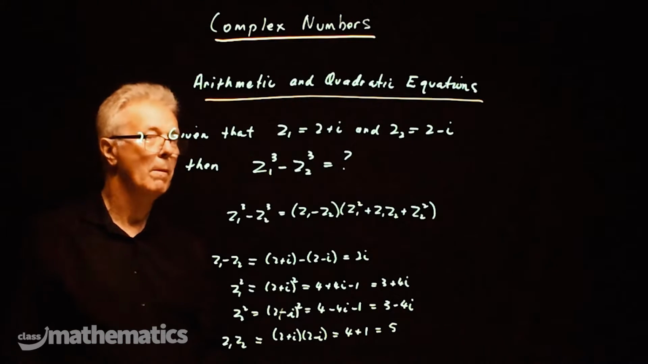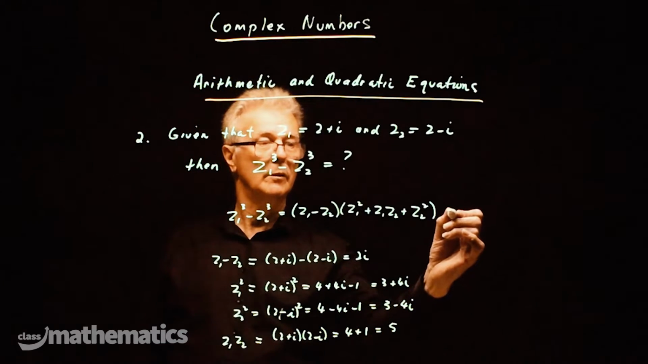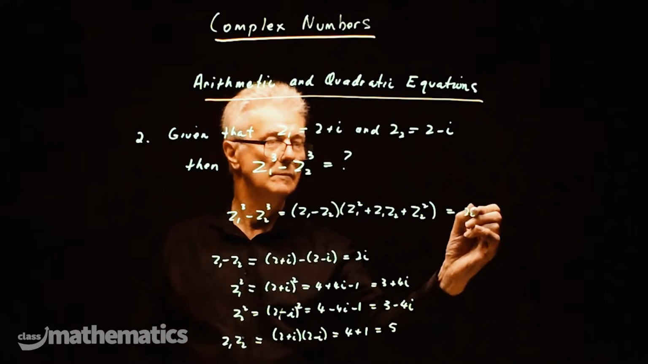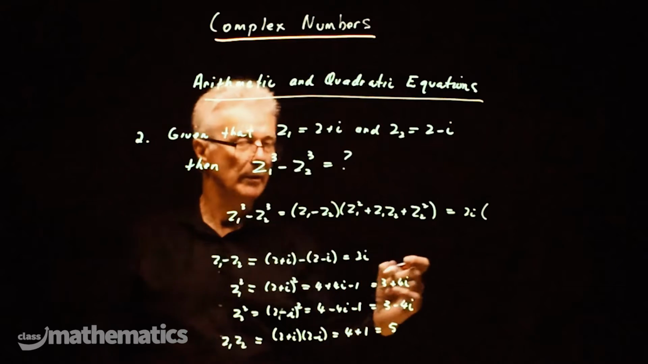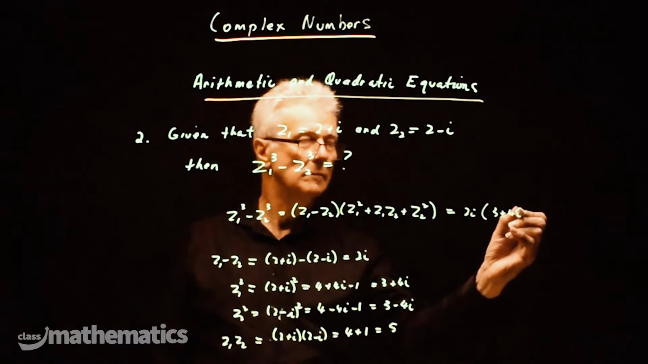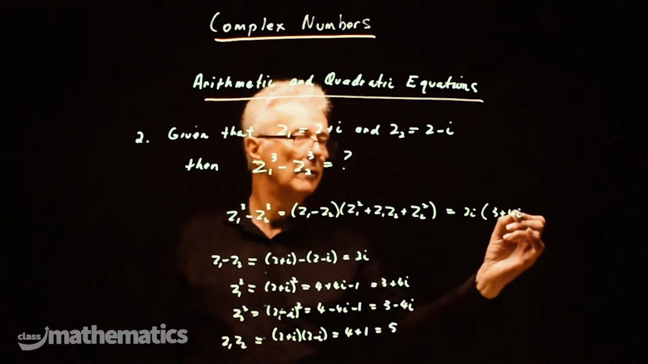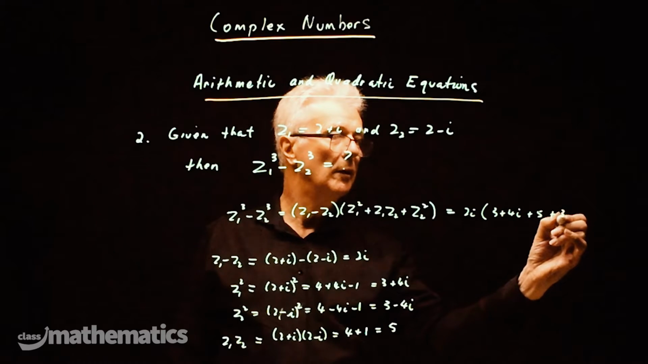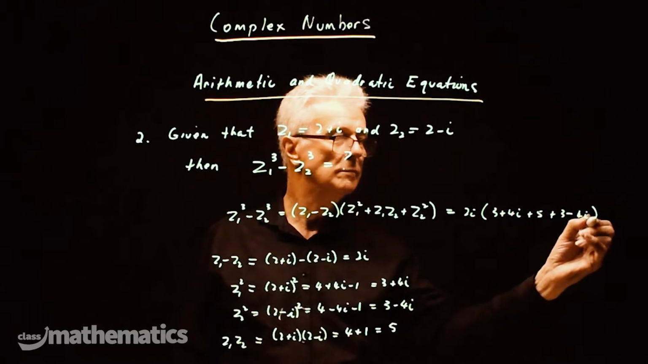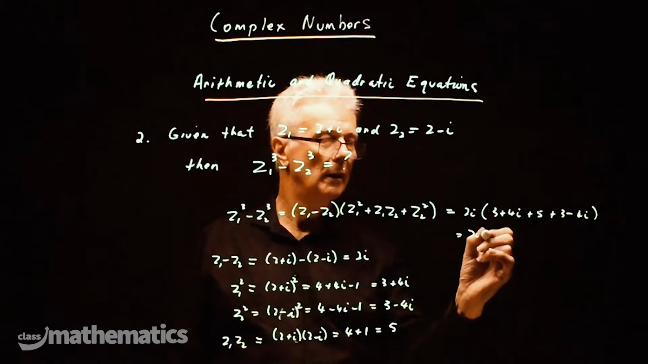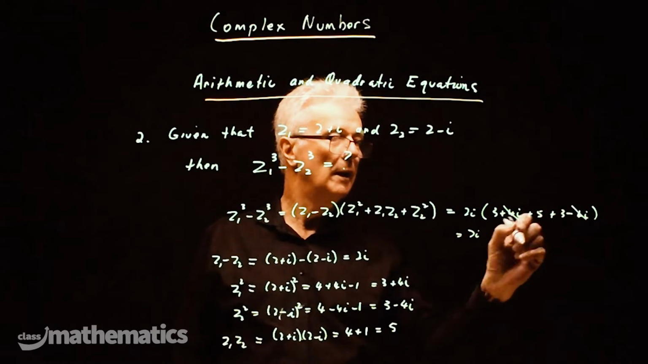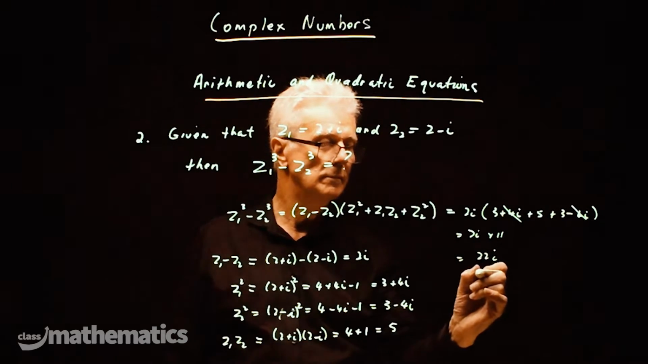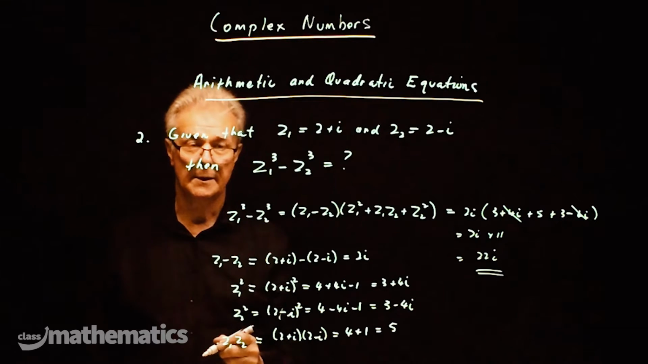So we need to put all this together. So that's going to be equal to z1 minus z2, this is 2i here. z1 squared is 3 plus 4i. z1 z2 is the 5. And z2 squared is 3 minus 4i. So it's 2i, and these go out, and that gives me 11, which gives me 22i. Here's the final answer. Done.